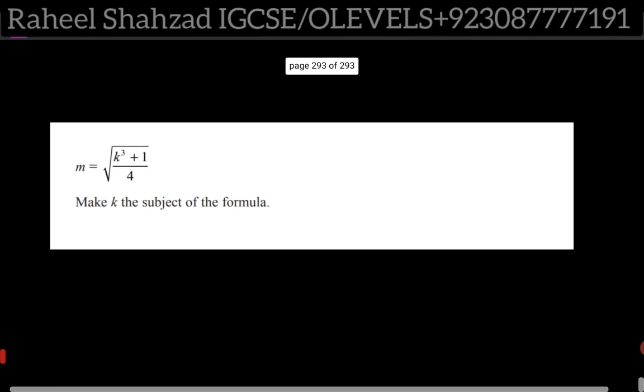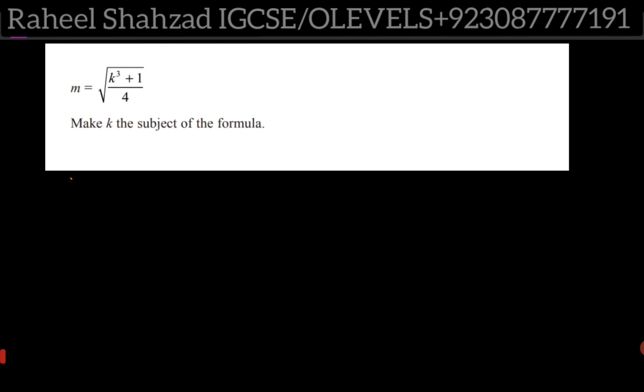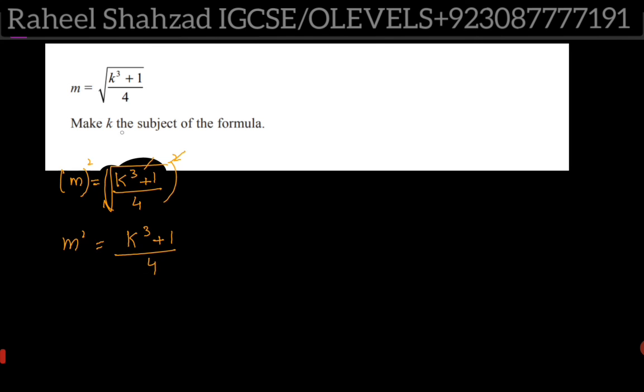Okay, k is the subject. In this case, we'll have to take the cube root at the end. So m is equal to the square root of k cube plus 1, divided by 4. First of all, I'll have to remove this square root sign by taking square on both sides, so m square is equal to k cube plus 1 divided by 4. We're looking for k, so you cross multiply it, 4 m square is equal to k cube plus 1. So k cube is equal to 4 m square minus 1.